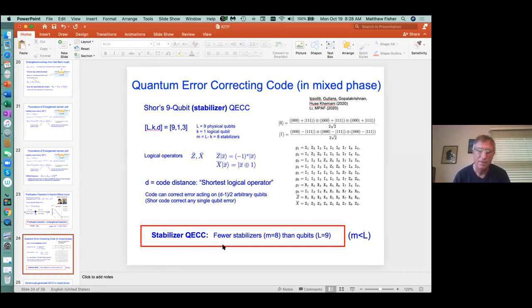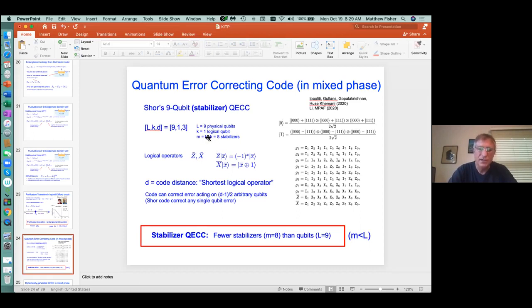And just to remind you of Shor's 9-qubit stabilizer quantum error correcting code, there are 3 integers which characterize quantum error correcting codes: L, K, and D, which take on values 9, 1, and 3 for the Shor code. Here, L is the number of physical qubits, 9 in Shor's 9-qubit code. K is the number of logical qubits, which one encodes, in this case, in terms of these 0 bars and 1 bars, which are the logical basis states. And D is the code distance, which I'll talk about in a moment.